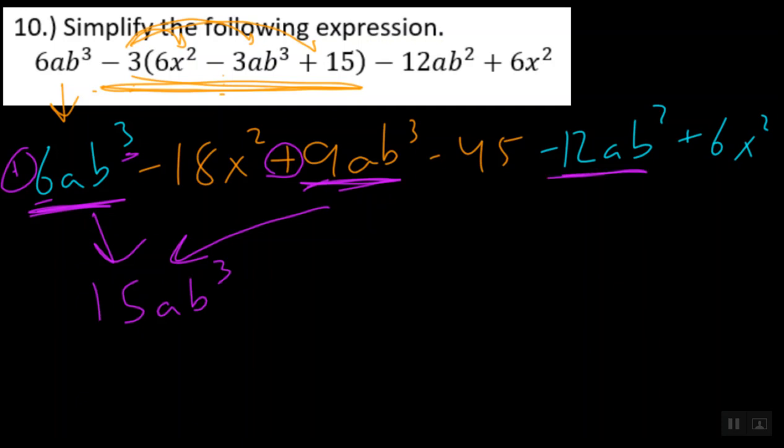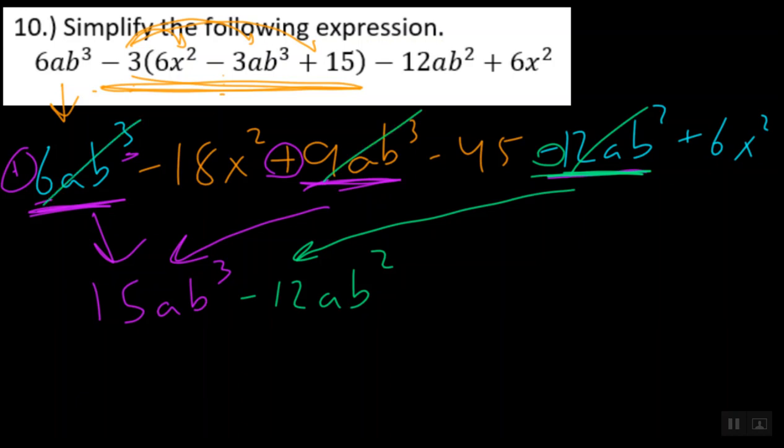Okay. Now, since I started with my ab's, I then want to look for any more ab's. And I see, okay, you know what? That has an ab squared. So let's use a different color. Let's bring it down here. And it's negative, so I write minus 12ab squared. Okay, so I've used up that, and by the way, I've used up that, and I've used up that. I like to cross them out after I use them up.